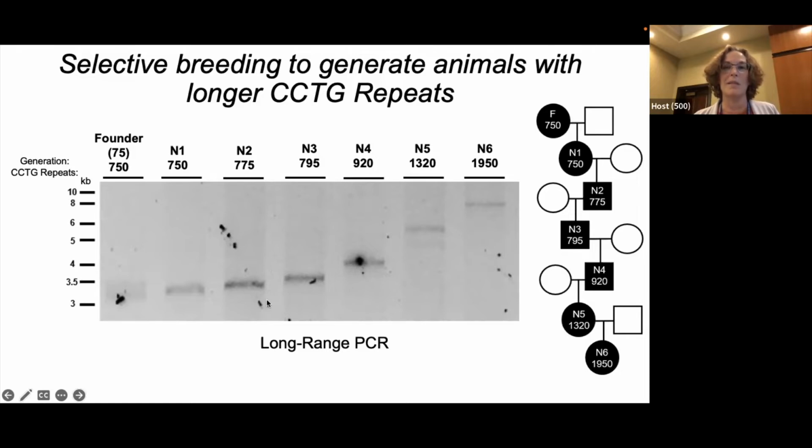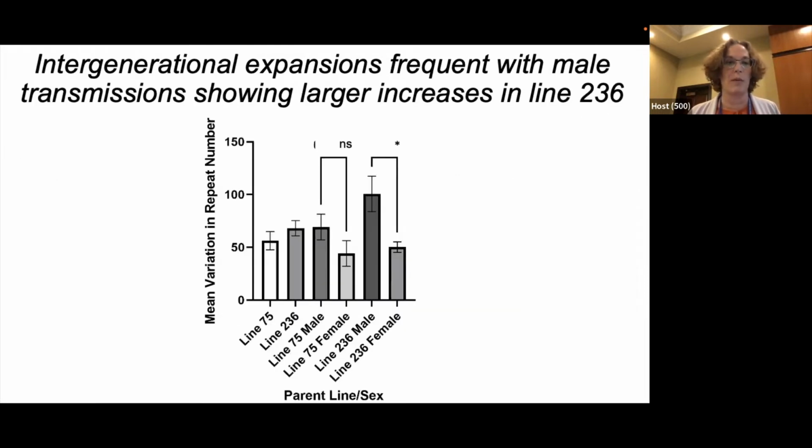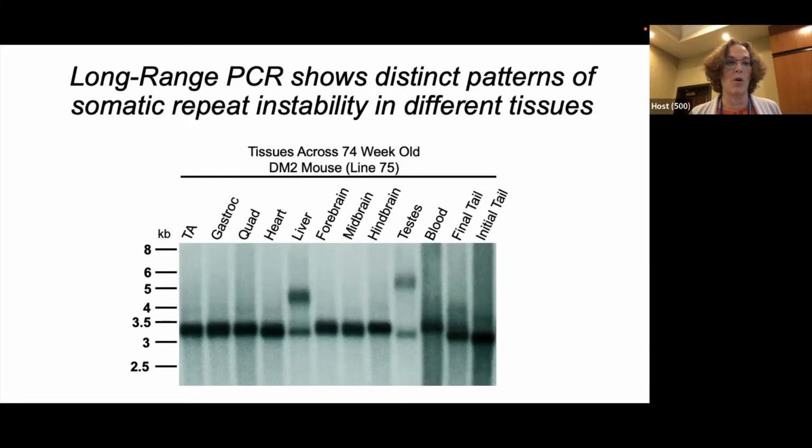with mice that are in the 750 to 800 repeat range, but we don't have very many animals at the about 2,000 range, but we hope to get a bigger colony of those mice with bigger repeats very soon, and we hope to keep growing the repeat. So intergenerational expansions are really frequent, with the male transmissions showing an even larger increase in the 236 line. But there's a lot of increases overall.